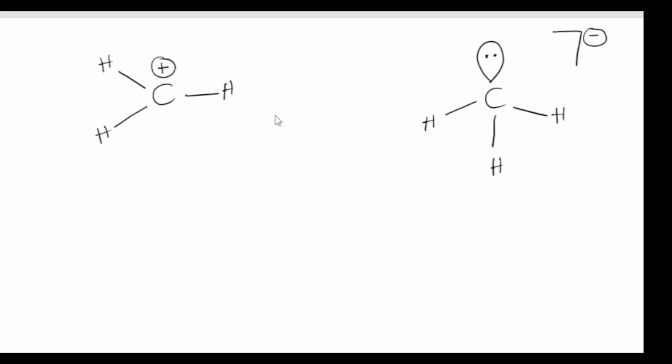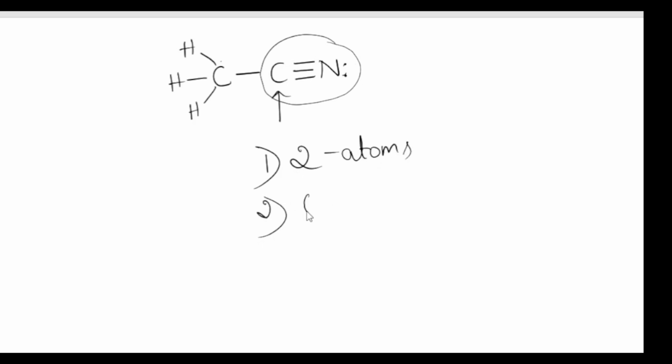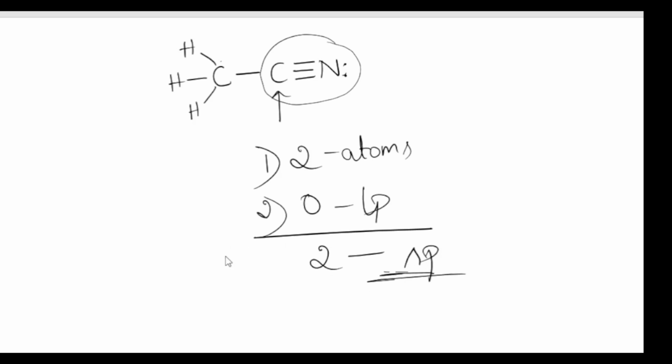Suppose I want to write for this carbon atom, this particular group is called the nitrile group. This carbon atom is attached to two other atoms, that is carbon and nitrogen. That's why two atoms it is attached to. And in the second case, does it have a lone pair? No lone pair is there. That's why zero lone pairs. If we add both of these, it will become 2. Therefore, it is sp hybridization.